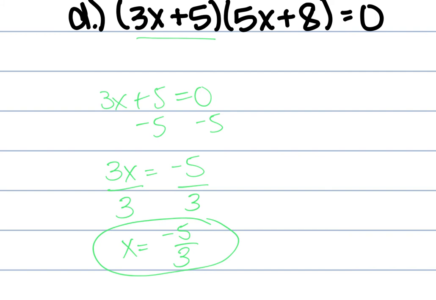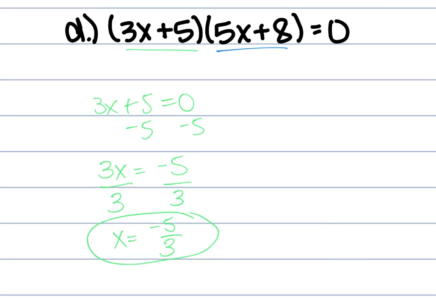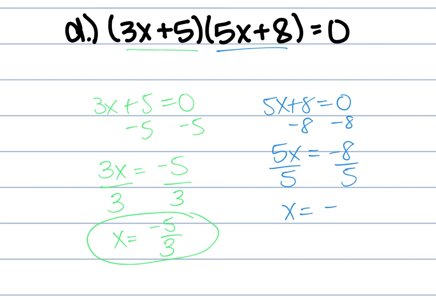And on the second one, you do the same thing: 5x plus 8 equals 0. Then subtract 8 both sides, and you get 5x equals negative 8. Yep. Divide by 5 both sides, and then x equals negative 8 over 5. Beautiful. So there are 2 roots. Are they repeated? No, because they're different.